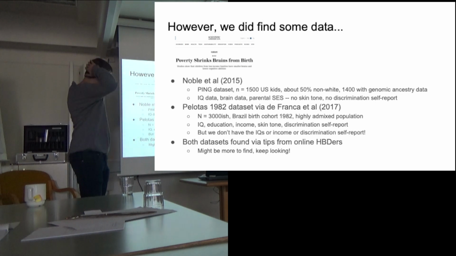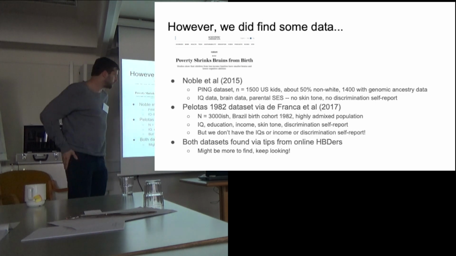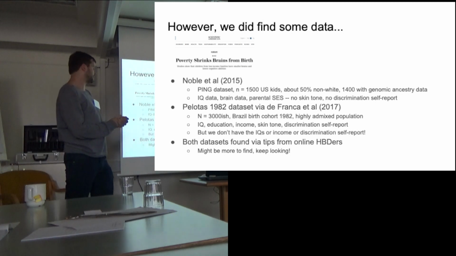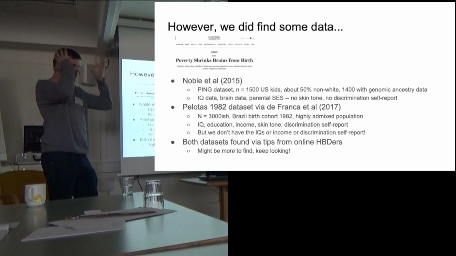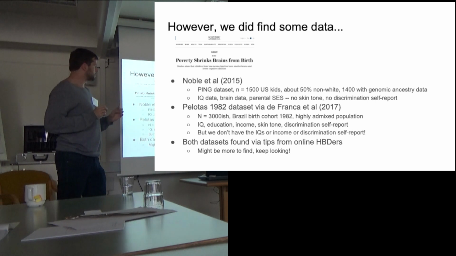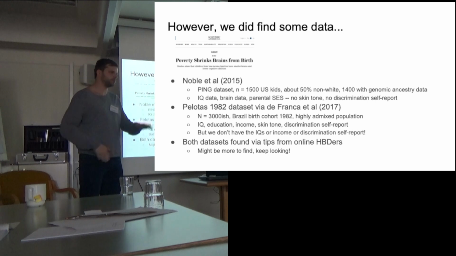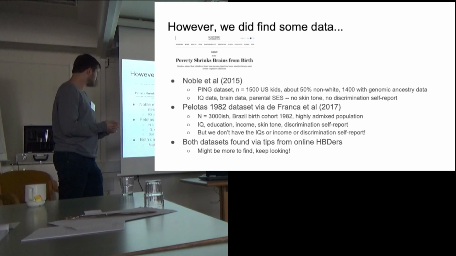They oversample the non-white, so it's about 50% non-white, and 1,400 of these or so have genomic ancestry data estimated. They do have IQ and brain data, like a bunch of MRI stuff, but they don't have any skin tone or any discrimination self-report. So even if you had the dataset, you couldn't really rule out every possible confounder.